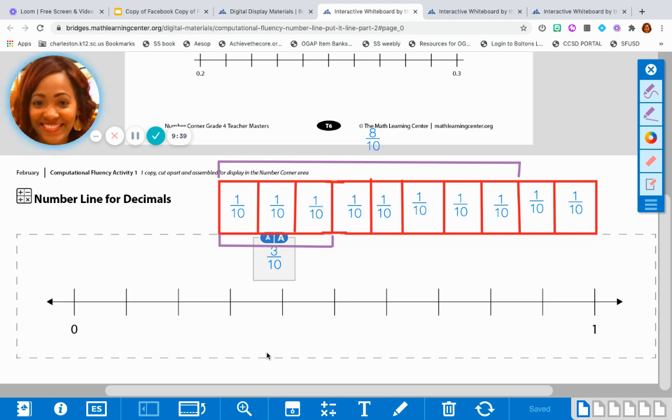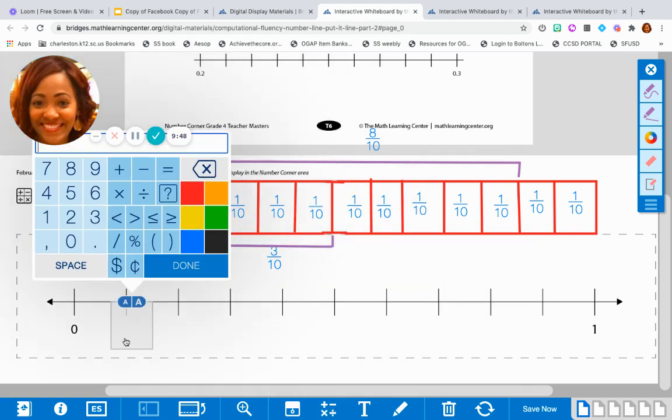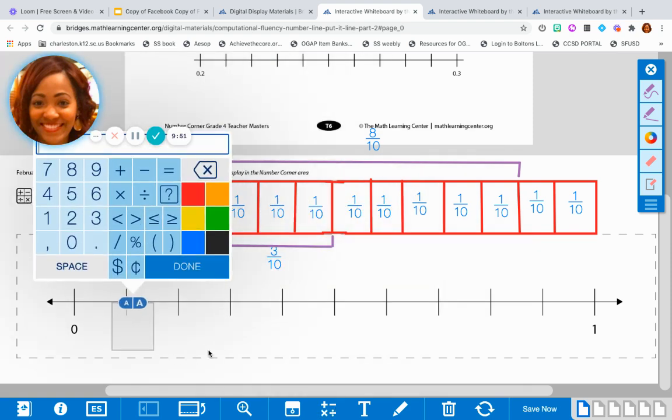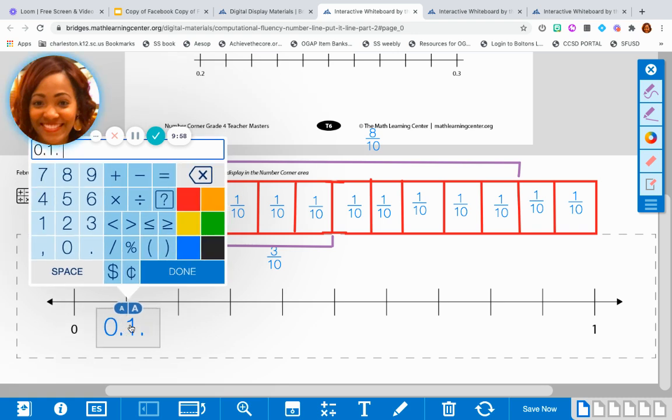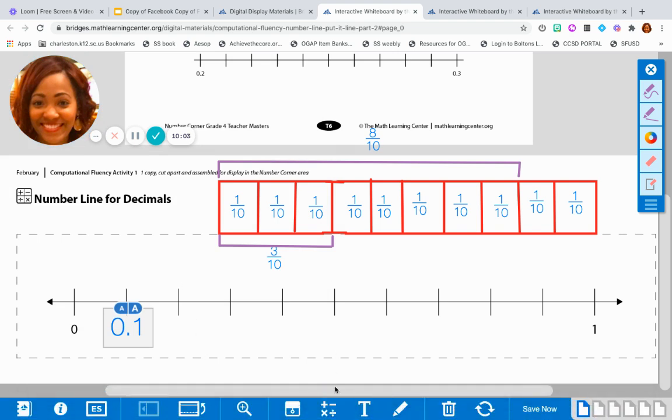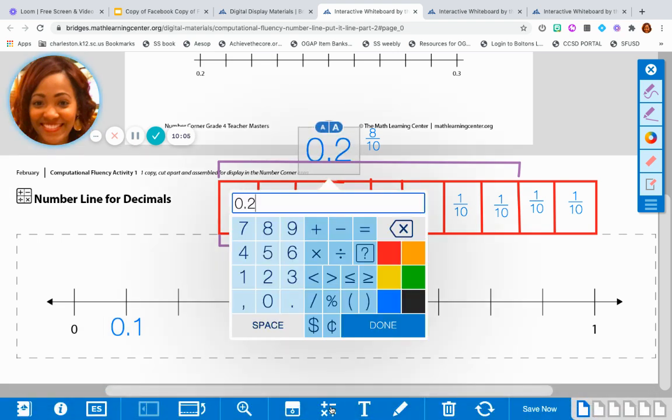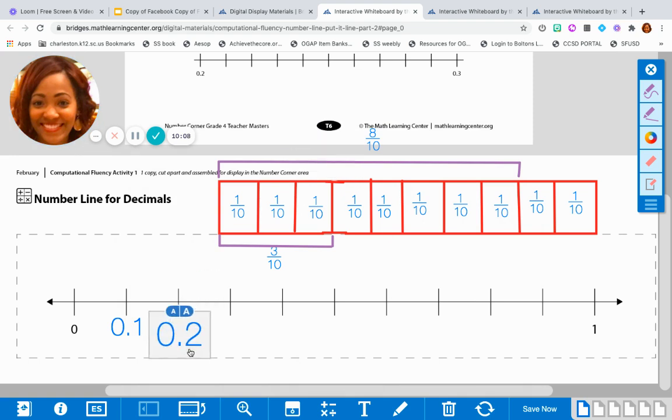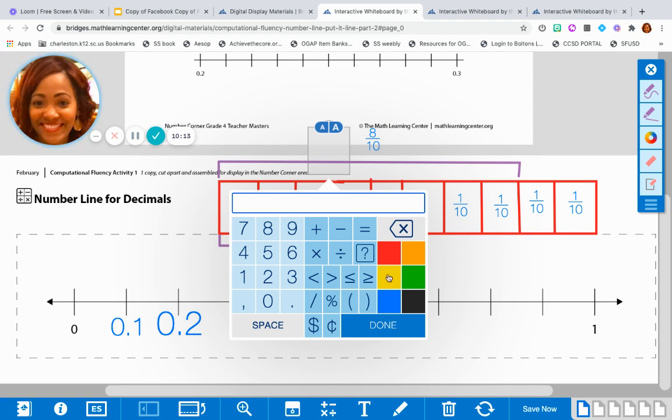Let's label each point of this number line as both a decimal and as a fraction. Okay, so here we go. Let's put this here for now. So what is the first one? Right, it's 1/10. And I'm going to start off by writing it as a decimal. So we have 1/10. And then what? Right, 2/10. And then what? 3/10, 4/10, 5/10, and so on.